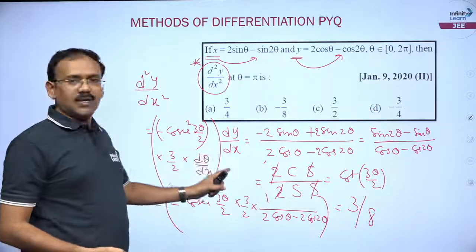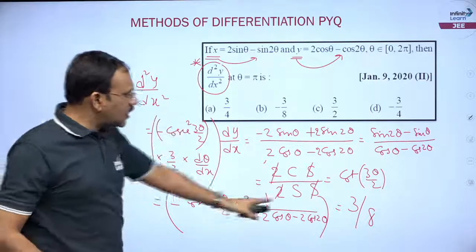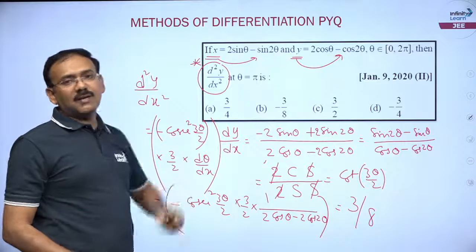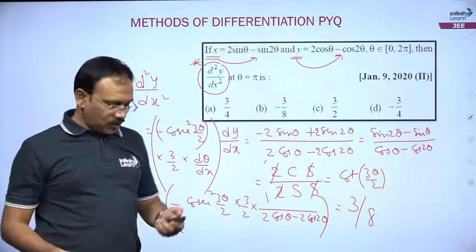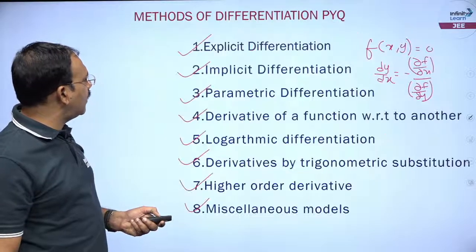Find the first derivative, then take the derivative with respect to x. The first derivative will be in terms of theta. So after taking the derivative you write d theta by dx. Friends, for your reference, let me show the problems that we have done.